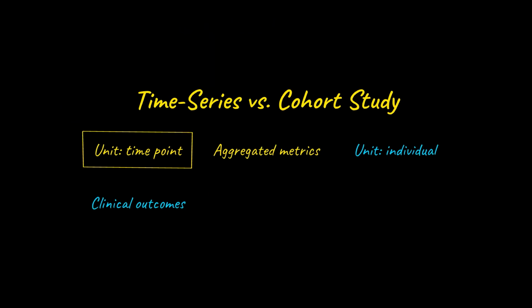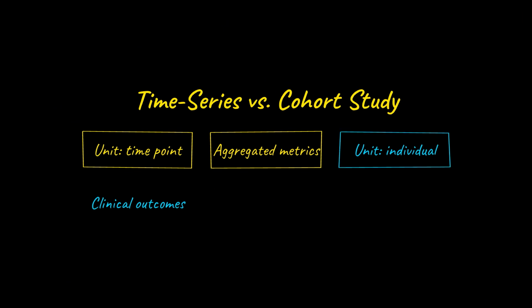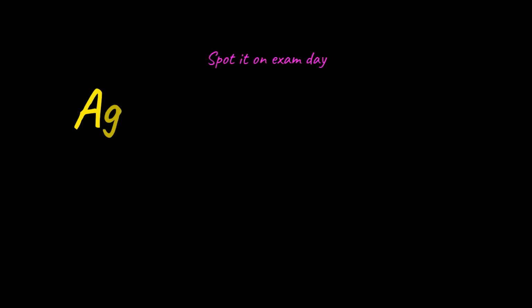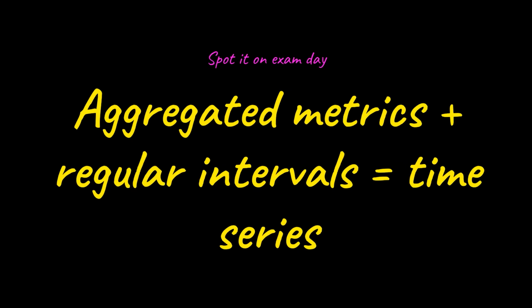The key exam trap is confusing time series analysis with longitudinal cohort studies. In a time series, the unit of analysis is the time point, and the data are aggregated metrics. In a cohort study, the unit is the individual person, and the focus is on clinical outcomes. Monthly ED visit counts is a time series. 5 years of follow-up for diabetic patients is a cohort. Signal words like monthly, quarterly, sequential observations, seasonality, and forecasting all point to time series analysis. When the unit of interest is the system rather than the person, time series is the right design.